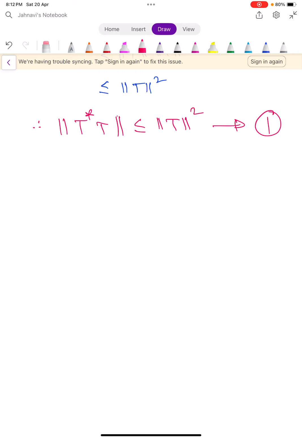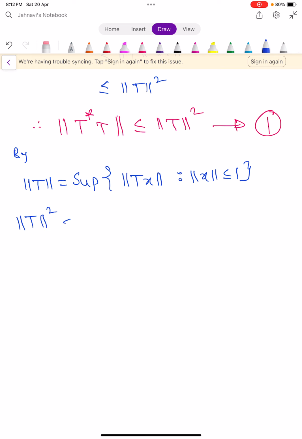Again, by definition we have norm T is equal to the supremum of norm Tx such that norm x is less than or equal to 1. Squaring on both sides, norm T whole square is equal to the supremum of norm Tx whole square such that norm x square is less than or equal to 1. Let it be equation number 2.